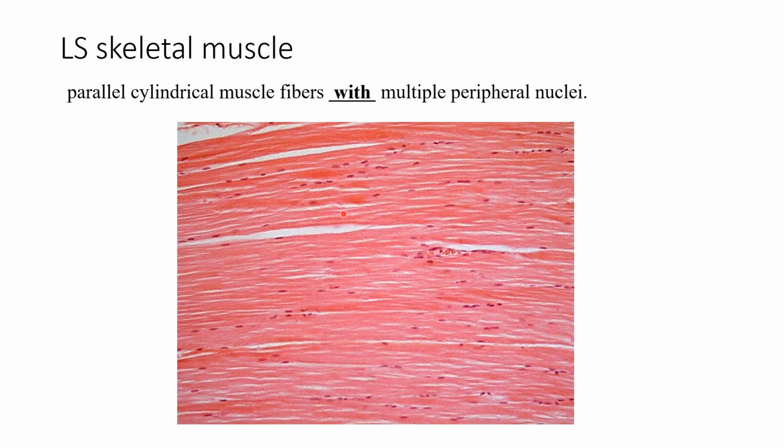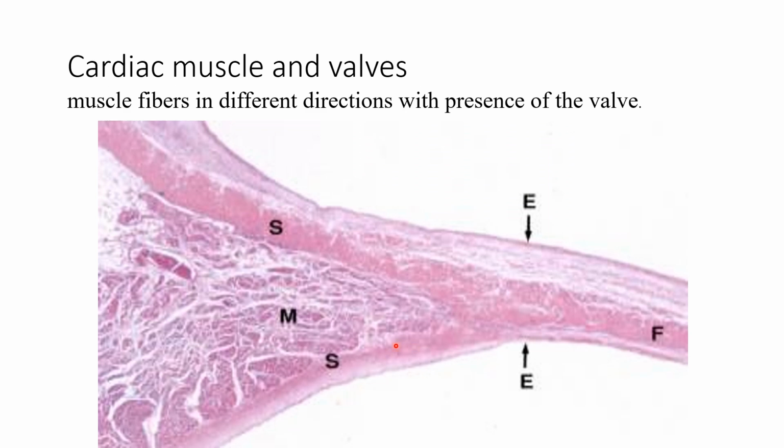If you see an elongated section, all of it formed of LS skeletal muscle, as if they are parallel strips, acidophilic with multiple peripheral nuclei, it is LS skeletal muscle. If you see muscle cut in different directions, TS and LS, this is cardiac muscle, and you should confirm by the presence of the valve.